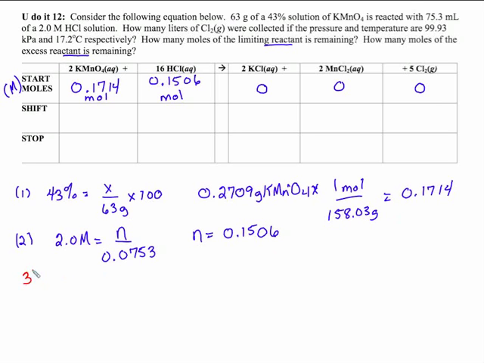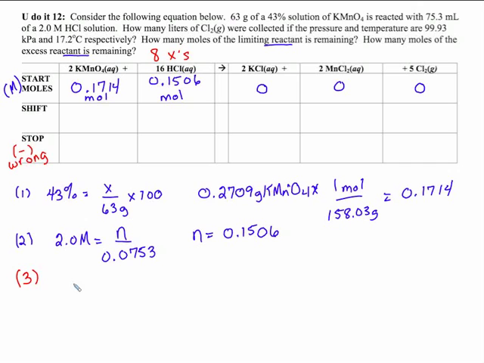Now, sometimes this next step is intuitive for people. I need 16 over 2 or 8 times more HCl than I have MnO4. And you can look at the numbers and see that there's no way I have 8 times as much. So you can try to do it intuitively. The other thing you can do is just pick one, and if you end up with a negative number at the stop point, you picked the wrong one, and go back and fix it.